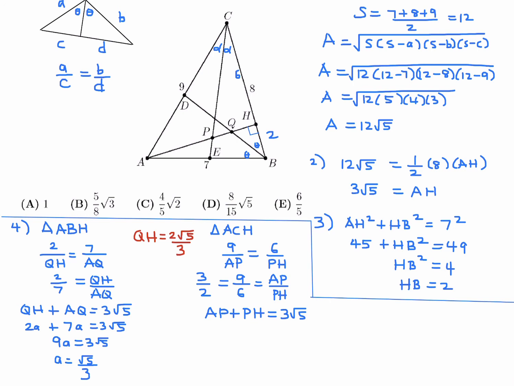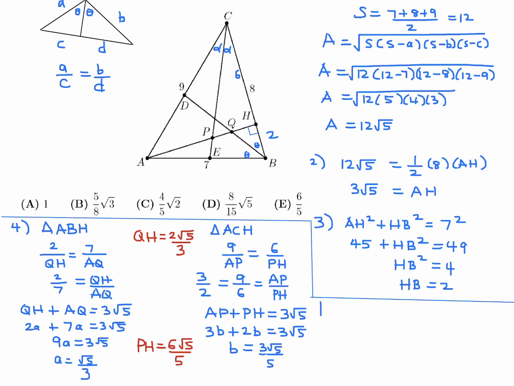So just like before, I can use some sort of lettering. I can use, say, 3b and 2b. And when I do, I get 5b is equal to 3 root 5, so therefore b is equal to 3 root 5 over 5. And I can now calculate one of the values. I'll calculate PH. PH is going to be helpful for me. PH is designated as 2b, and b is this, so 2b will be 6 root 5 over 5.